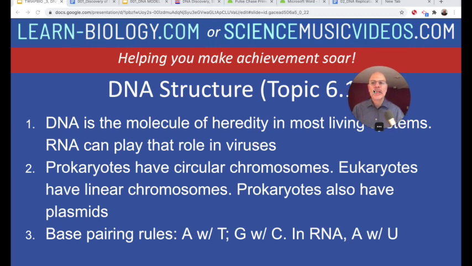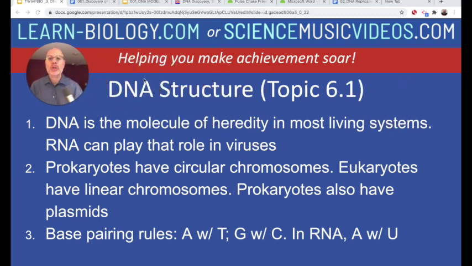I think it's a really good practice as an AP biology teacher to work closely with the College Board's course and exam description. And I have a copy of that linked off my website. And not only that, I have a condensed copy of it. What I've done here is I've extracted what the super learning objectives are. So you can see what the College Board is expecting you to cover with your students for topic 6.1. DNA is the molecule of heredity in most living systems, though of course RNA can play that role in viruses, as we're learning right now with COVID-19.